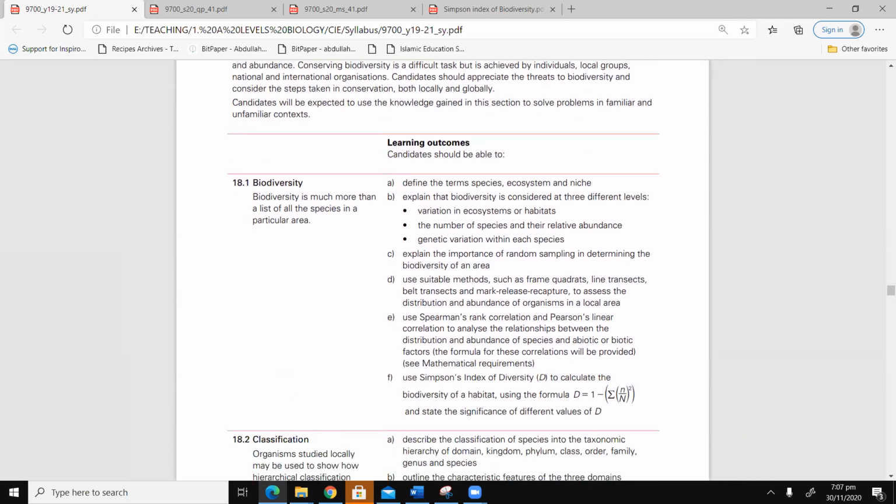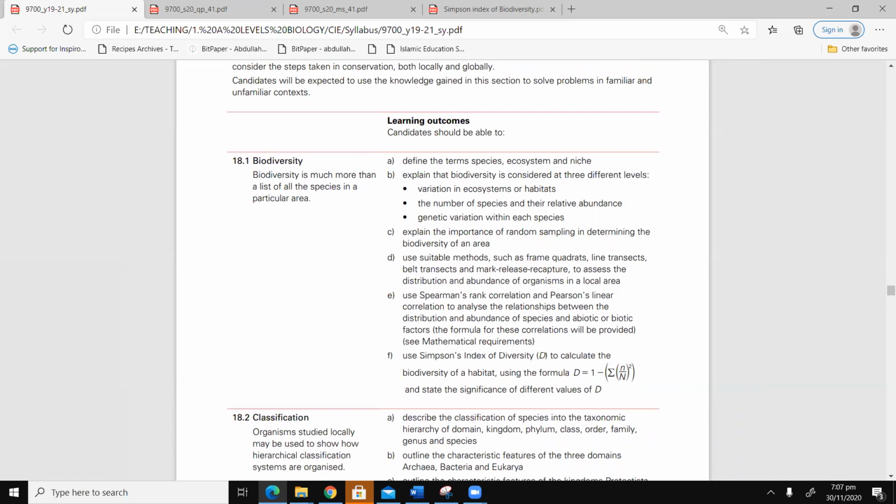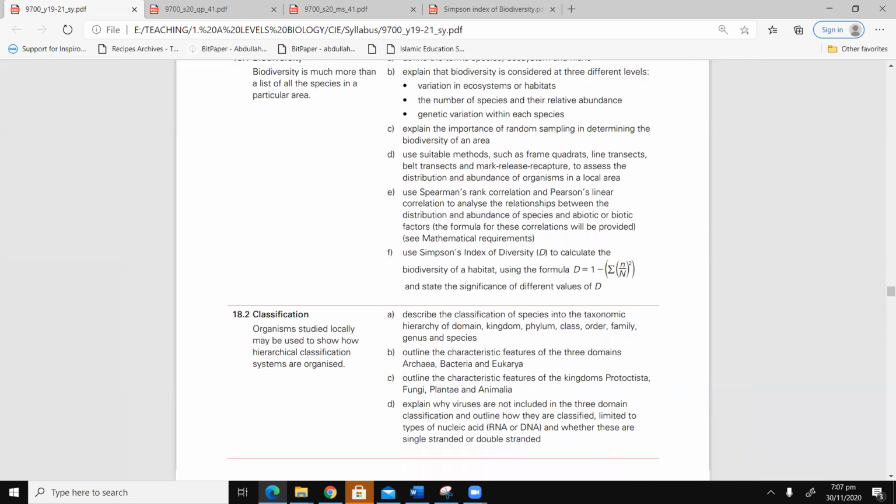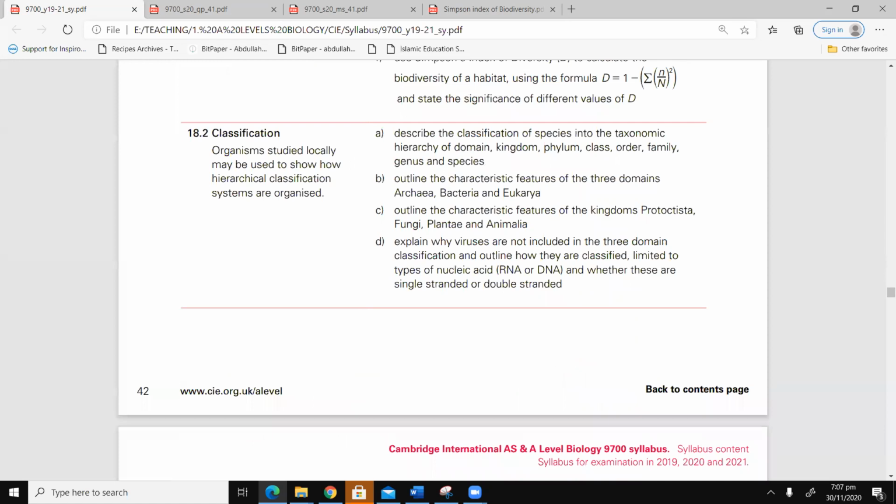The first part, 18.1, has to do with biodiversity. Again, I will look into the details later, and we will be talking about 18.1 today. And then we have classification: how different species, animals, living things, are categorized.